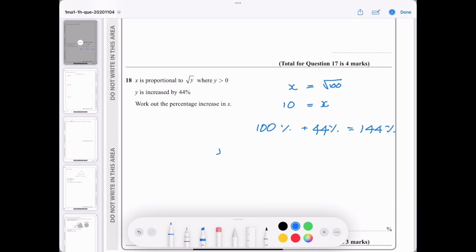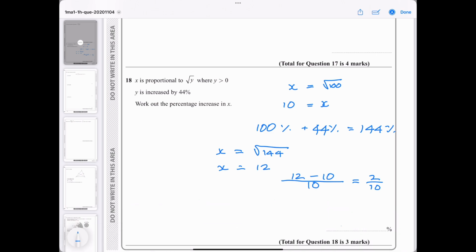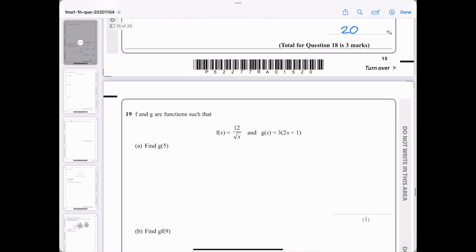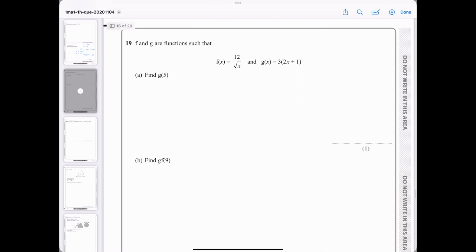So now we can do x equals root 144. So now x equals 12. And the percentage increase is going to equal, we're going to go over the original. So it's going to be 12 minus 10 over 10, which is 2 over 10. So that equals 20%. And you can do all of that without needing a calculator, which is the point because it's a non-calculator.